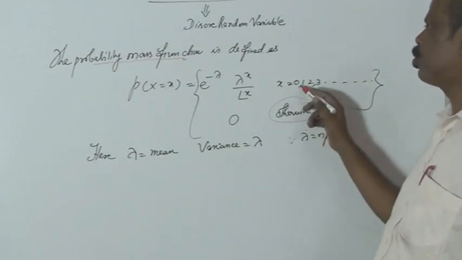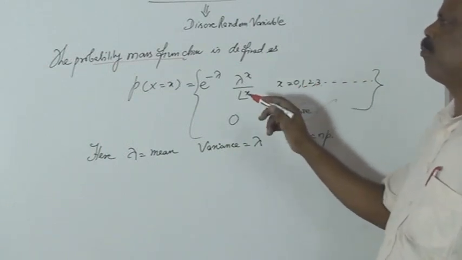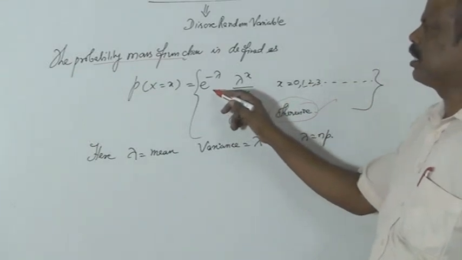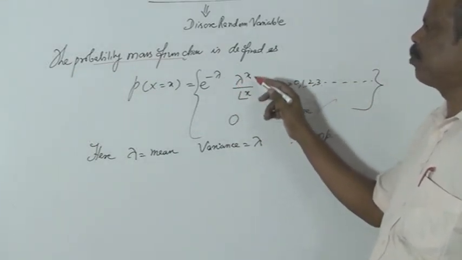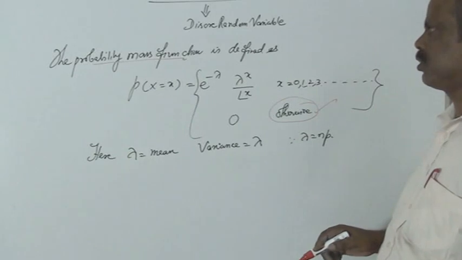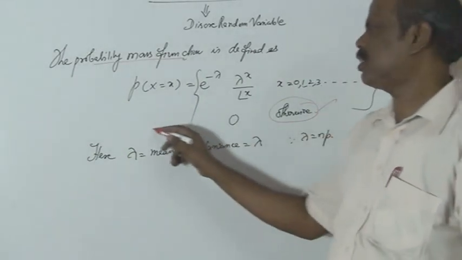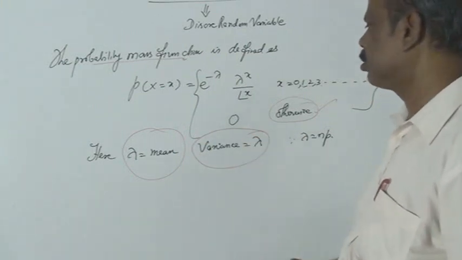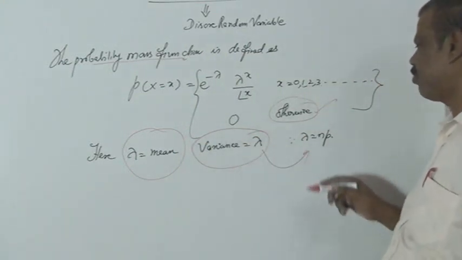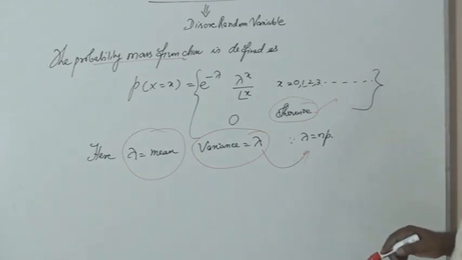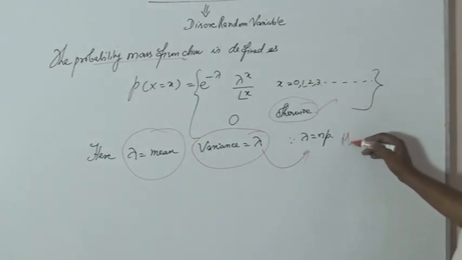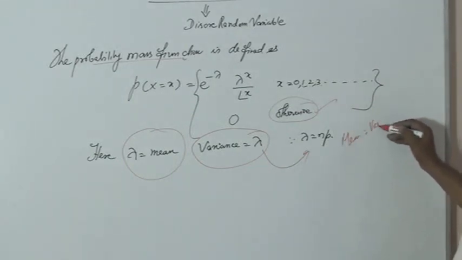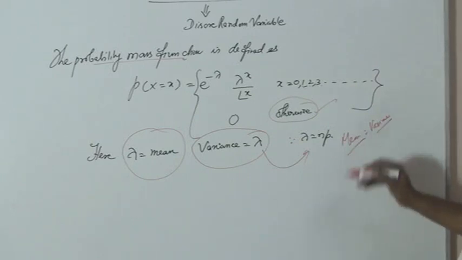So when x is equal to 0, 1, 2, 3, the mass function is defined as e power minus lambda, lambda power x by factorial x. So here lambda is the mean. Here the variance is also lambda. The lambda value is defined as n into p. So here mean is equal to variance. So in Poisson distribution, mean is equal to variance.